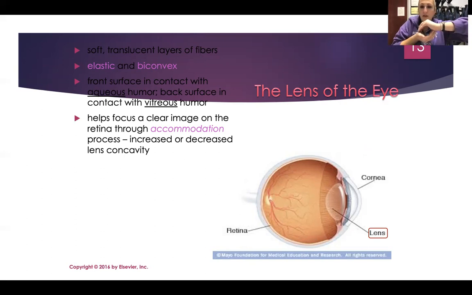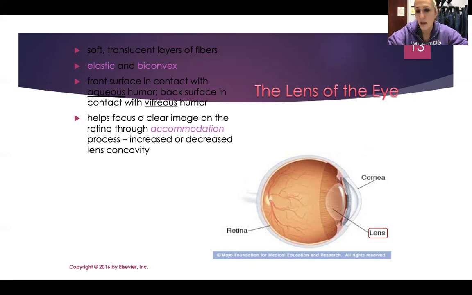So it makes that little skittle shape, which is truly termed biconvex, but I like skittle shaped better. And that means it's bulging on both sides. So those layers of fibers are kind of laid out like an onion, different layers. It could peel off, which you can do if you want to during our dissection. It's a little bit squishy with the elastic fibers, that biconvex shape.